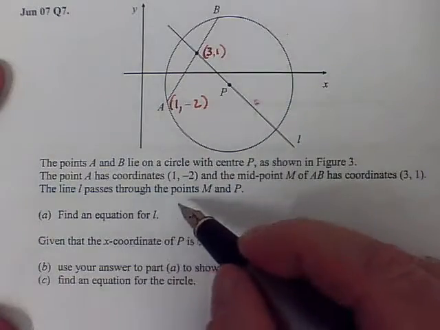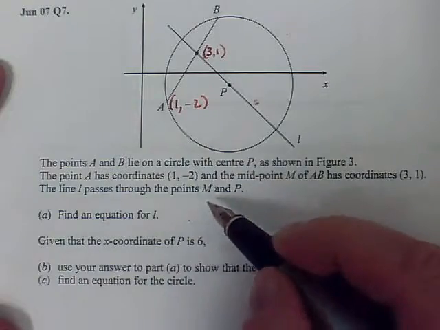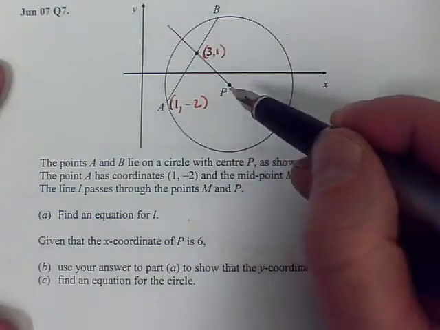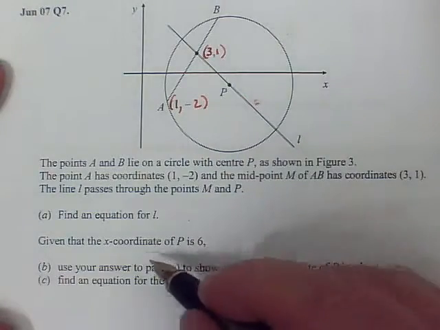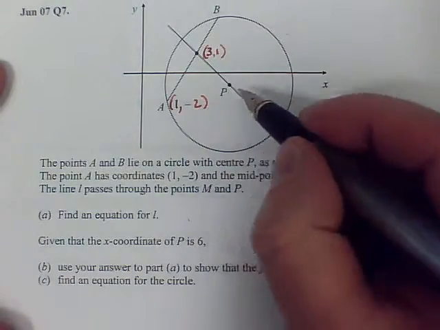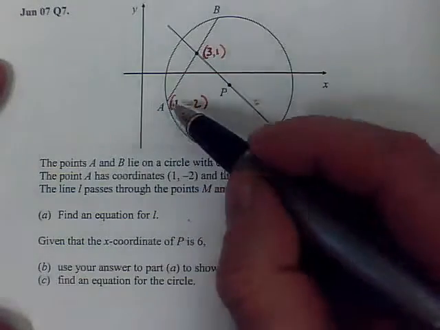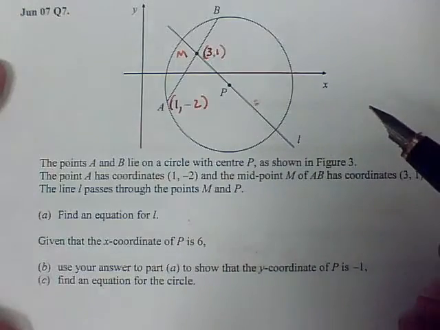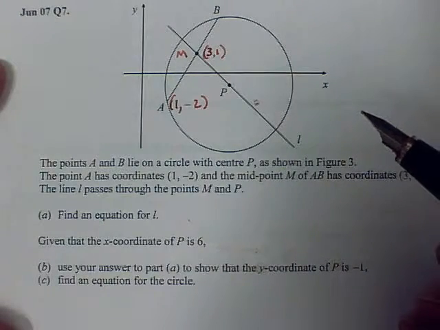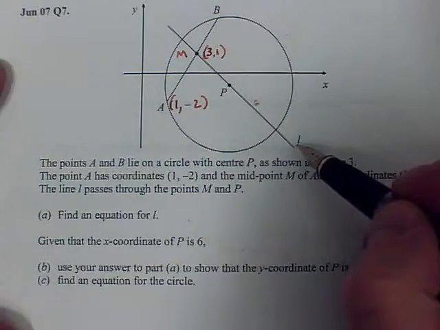The line L goes through the points M and P, and P is the centre of the circle. So I've got to get the y coordinate of P. Where do I begin? I've got to begin with these points here. This is M. I've got its coordinates. I need an equation for L.